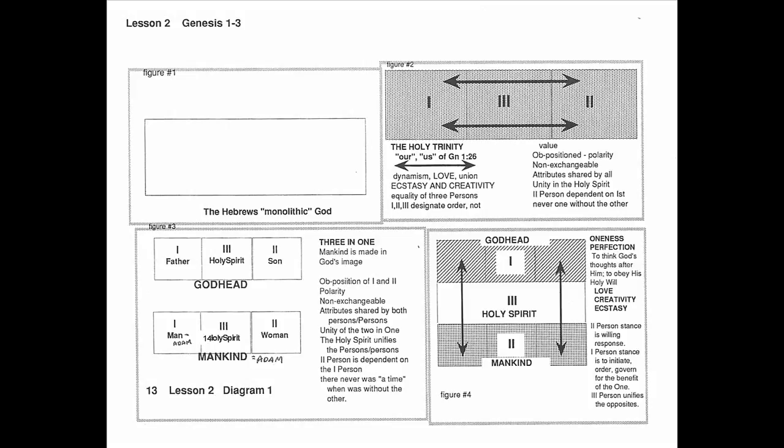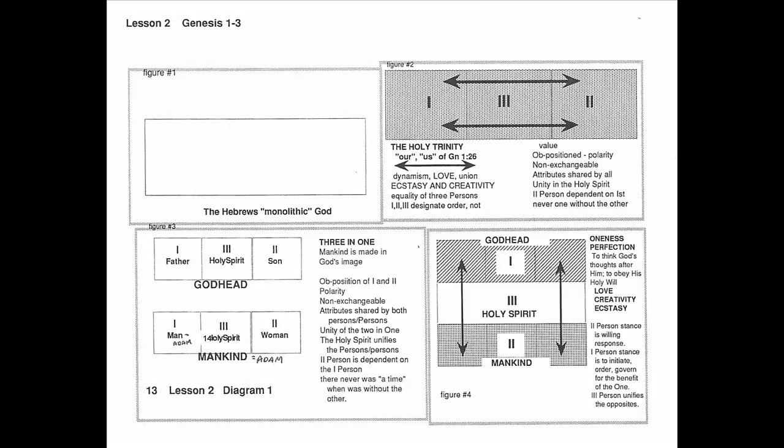The Hebrew monolithic God. However, in Figure 2, we realize that with the New Testament, we have a new understanding of God. God is a triune unity of persons. We even have a hint of that in the first chapter of Genesis, where God speaks of our and us. See Genesis 1:26. So there is already a hint that God is not a monolith, but a triune unity of persons.